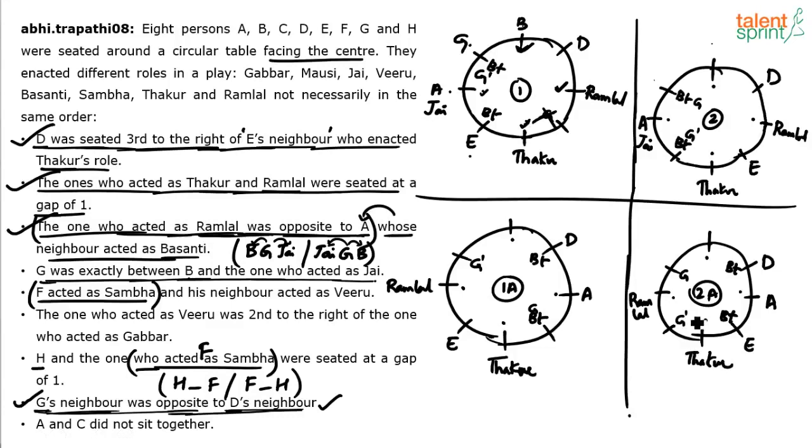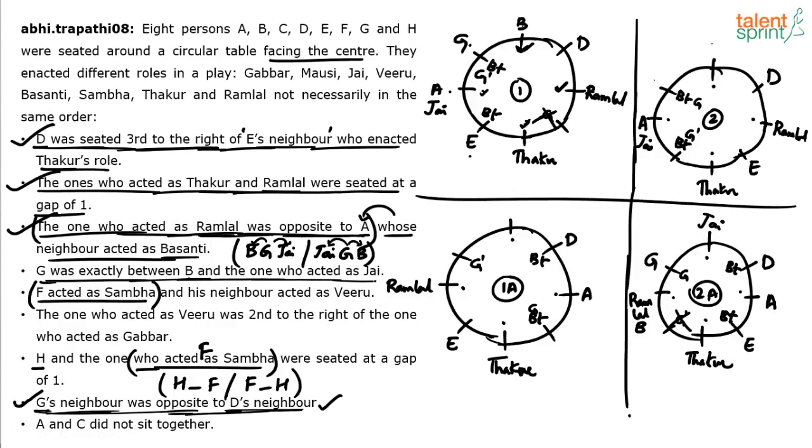Try 2A. Can G come in G dash position? No, because if you take G in G dash position, neighbors are Ramlal and Thakur. I know that G's neighbor should be J, but none of them is J. So G cannot come in G dash position. G has to come here. If G comes here, I know that neighbor of G is J. Since this is Ramlal, this has to be J. And since this is J, the other neighbor has to be B. So B is Ramlal and J comes here.